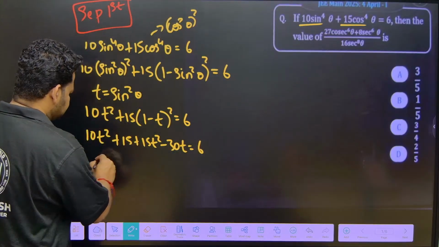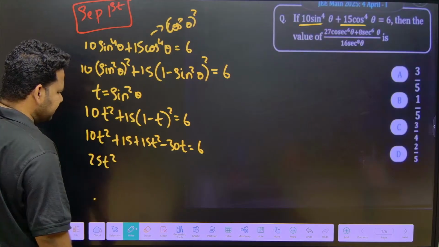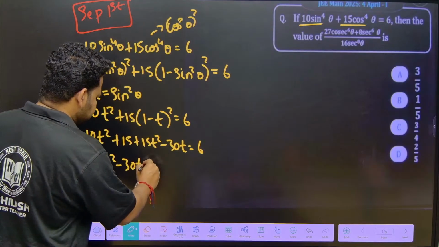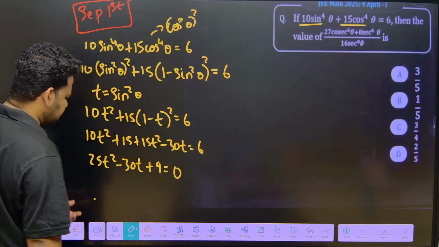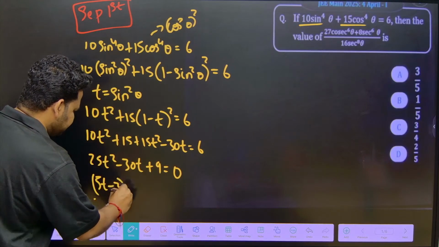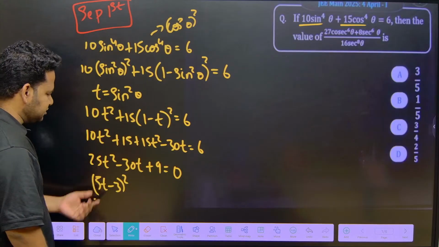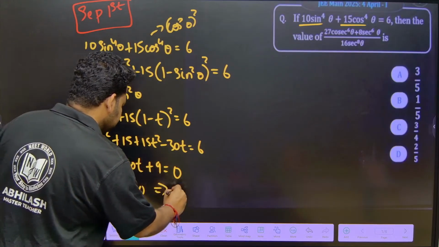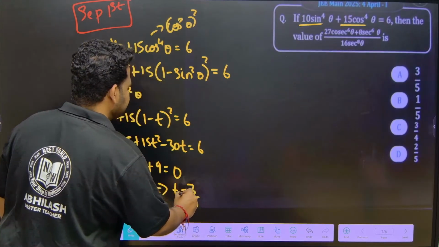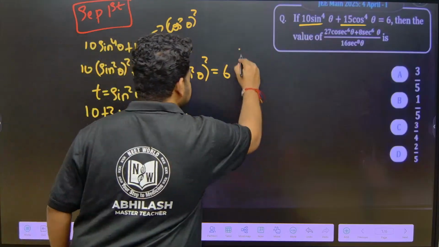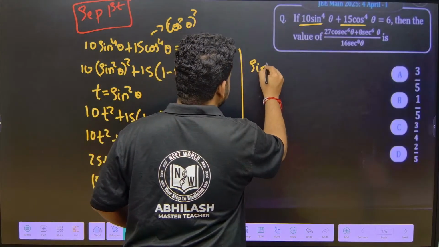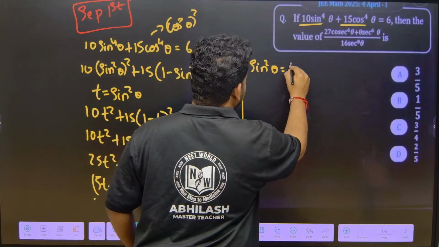Now, what do we have? 25t square minus 30t, and 15 minus 6 is plus 9, is equal to 0. This is nothing but 5t minus 3 whole square, that is a minus b whole square, equal to 0. This implies t is equal to 3 by 5. T is nothing but sin square theta, so we have sin square theta is equal to 3 by 5.